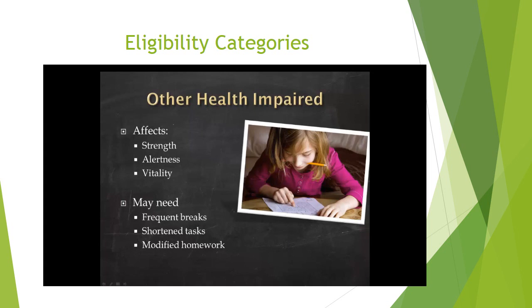Students with other health impairment have a health condition that affects strength, alertness, or vitality. In addition, this health condition must result in a limited alertness at school and adversely affect educational performance. The health conditions can include ADD, ADHD, Tourette syndrome, diabetes, cancer, or epilepsy. A student with other health impairment may need accommodations such as frequent breaks, shortened tasks, and modified homework.